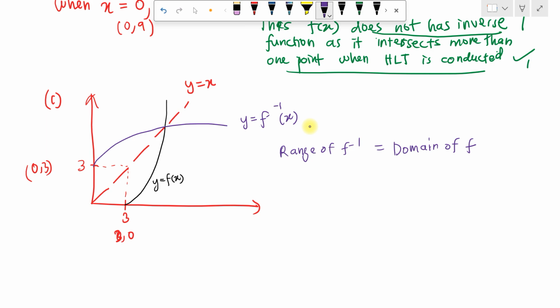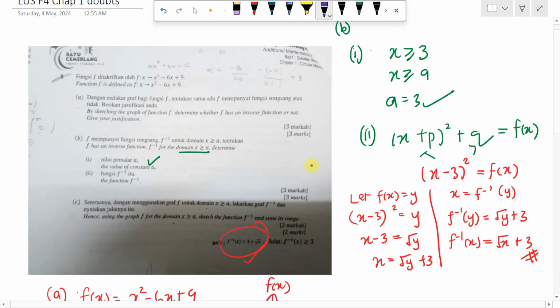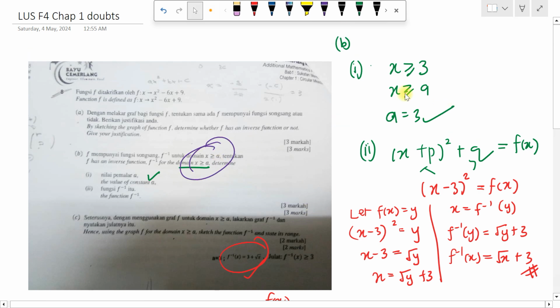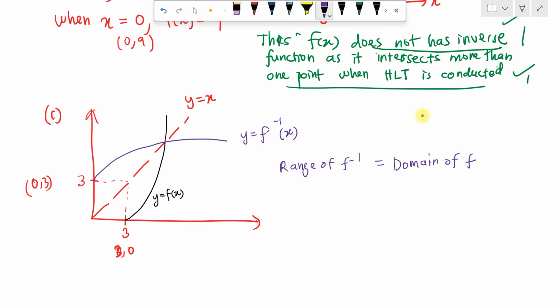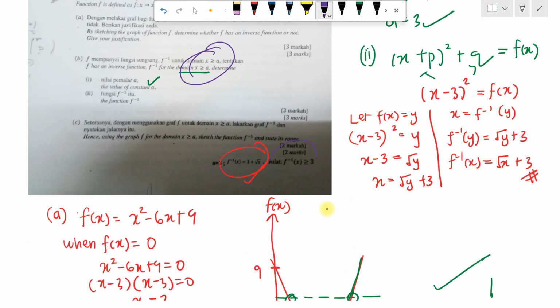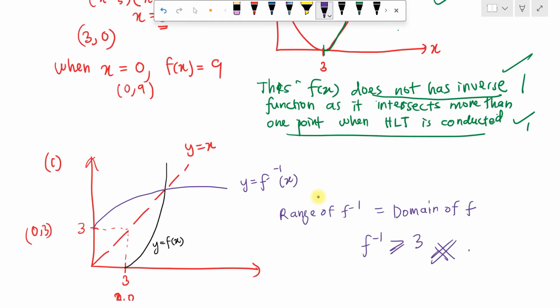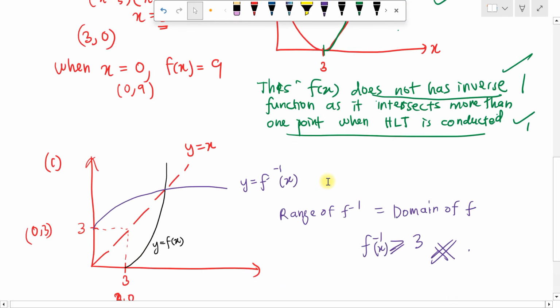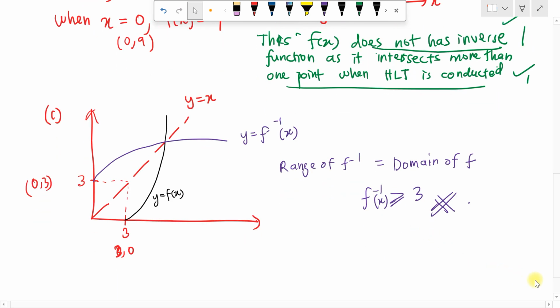I already told you so many times. So domain of f, remember the domain here, x more than 3, right? We just now said the domain is x more than or equal to 3. So f inverse range is also more than or equal to 3. Until where we don't know, so we just put f inverse more than or equal to 3. And that is the answer. Maybe you add the x here. Okay, hope that clears it up. Alright.